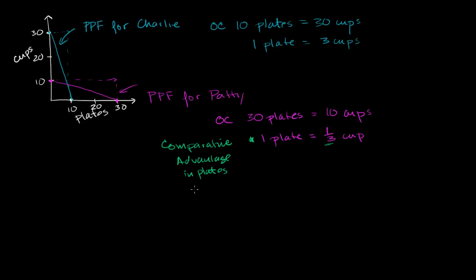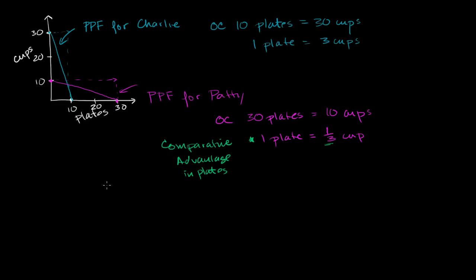Relative to Charlie. And it's not just because she can produce more, and we'll see situations maybe in the next video where we actually show this. It doesn't even have to be the case that she can even produce more plates in a given day. This is not why she has a comparative advantage. This is called an absolute advantage, and we'll talk about that more. She has a comparative advantage because her opportunity cost is lower. Her opportunity cost for producing a plate is lower than it is for Charlie.